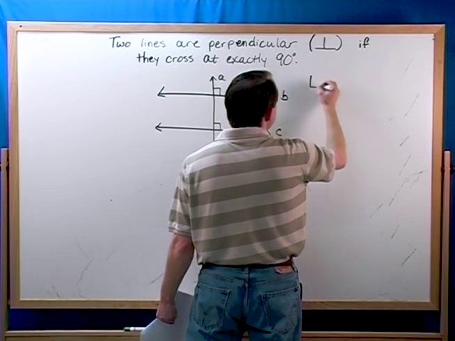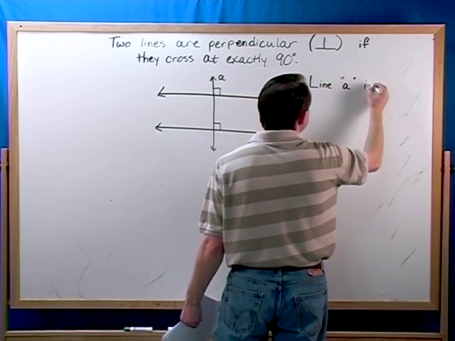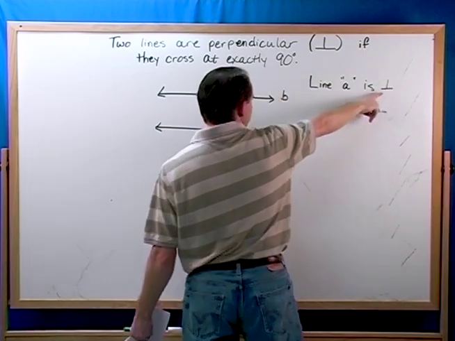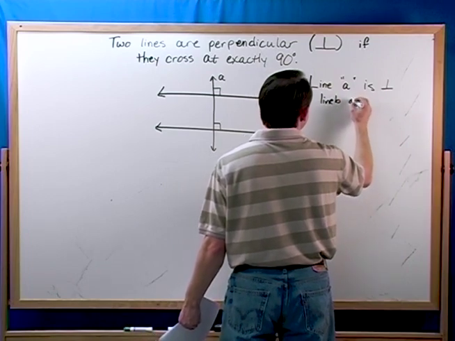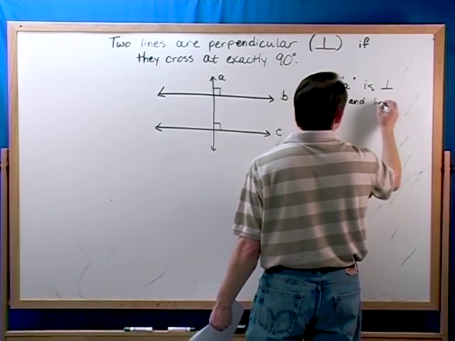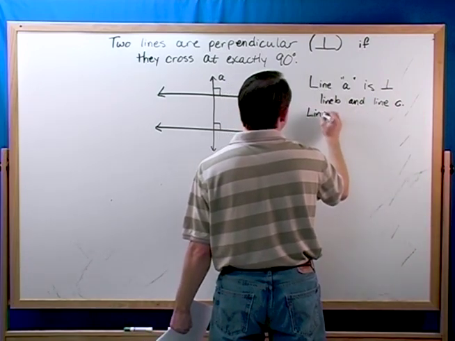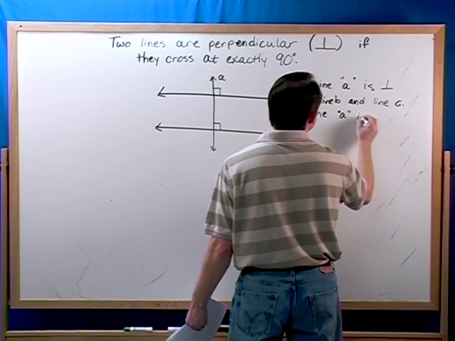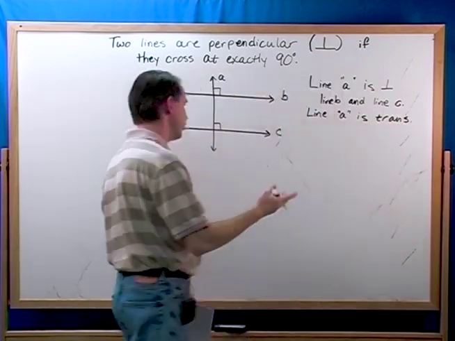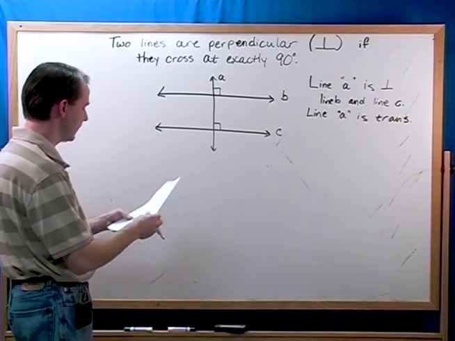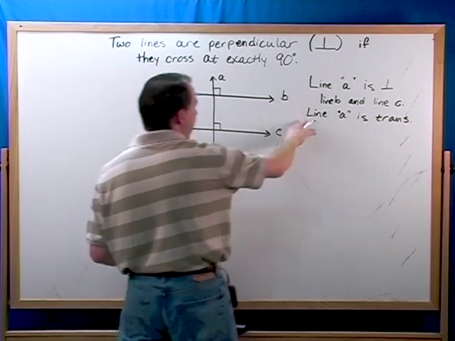So you would write that down. You would say line A is perpendicular to line B and line C. And you would also say line A is transversal. You can abbreviate that as trans, or you can write it out, transversal. So there are two different things that apply here. A is perpendicular to B, A is perpendicular to C, and A is also transversal.